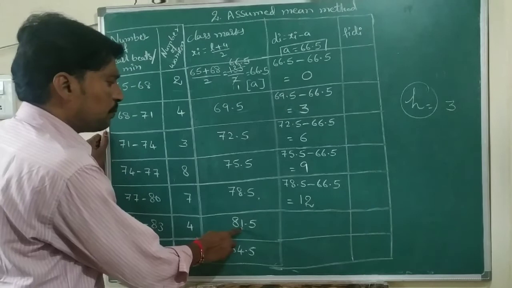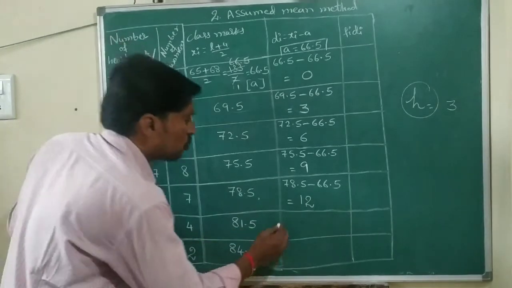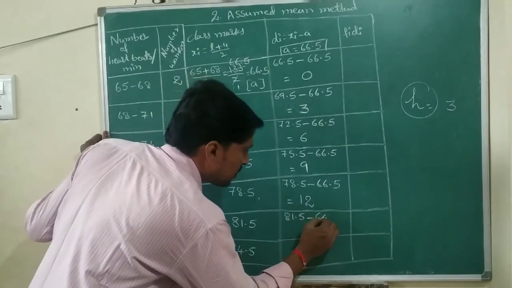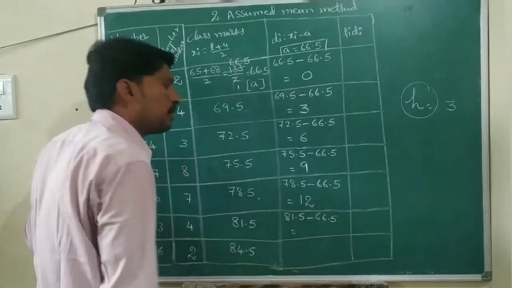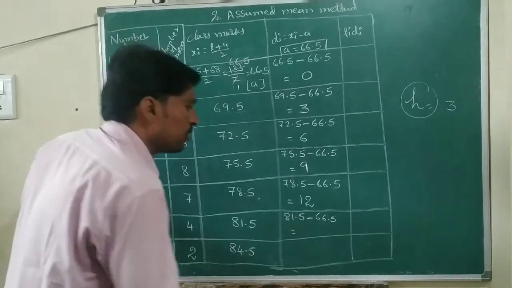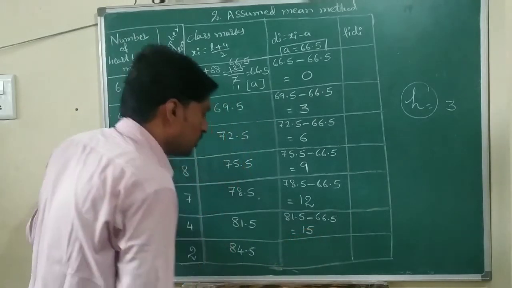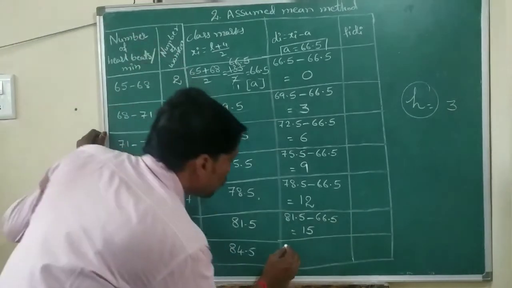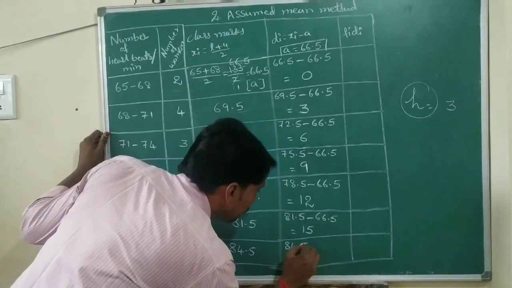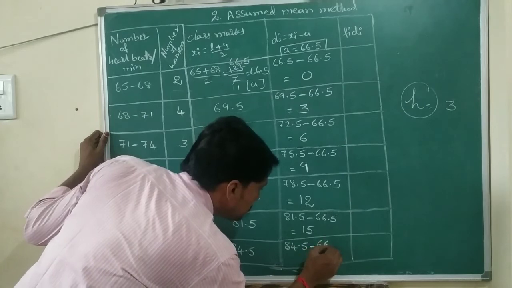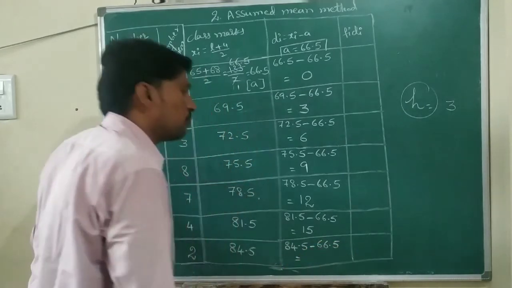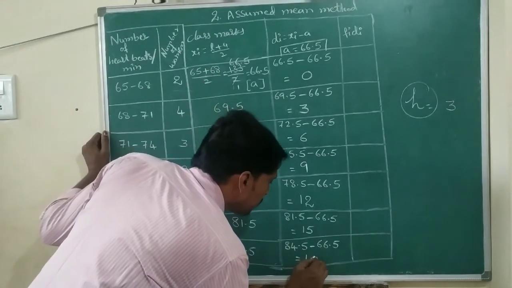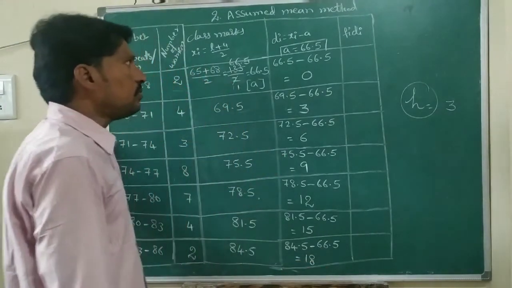Next, 81.5 is the xi. So we take 81.5 minus a, where a is 66.5. So 81.5 minus 66.5 is 15. Next, the last class mark is 84.5. So 84.5 minus a, 66.5, gives 18.